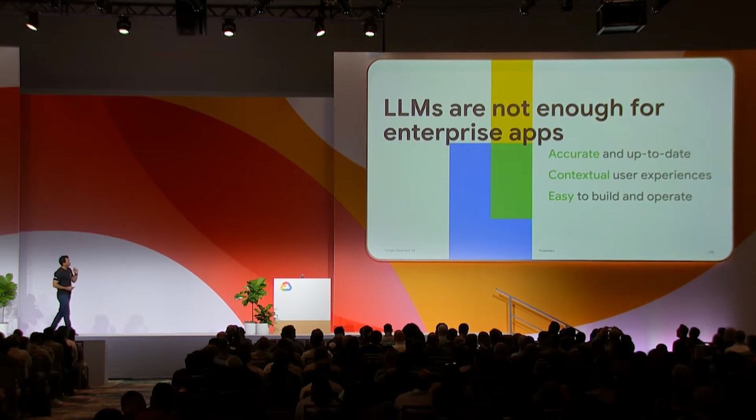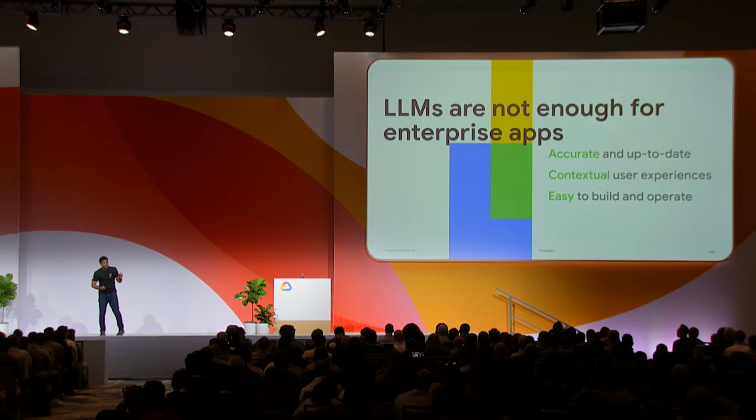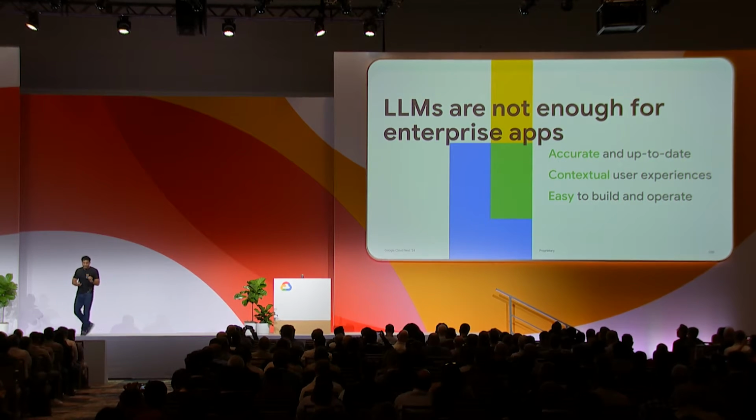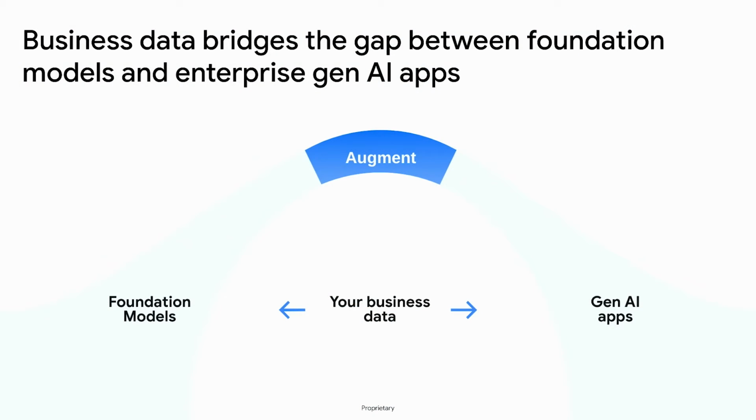Not quite yet. Because LLMs are not completely enough for your enterprises. Because what you still need, you need accurate and up-to-date information, which is pertinent to your enterprises. And then you want to be able to give those contextual user experience that I talked about in the first slide. And then finally, for developers, we want it to be easy to build and operate as well. So what do? Business data. So we get your business data now. This business data is going to bridge this gap between your foundation models and enterprise AI applications. For some reason, that curve didn't come through, but it's basically bridging the gap between the applications and your models.